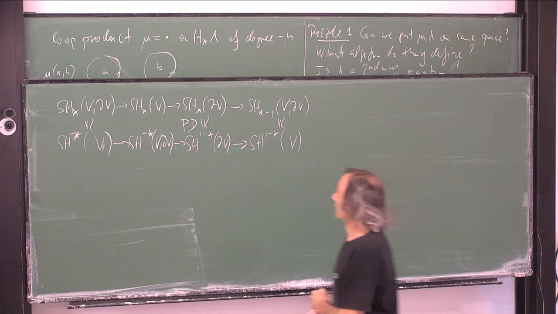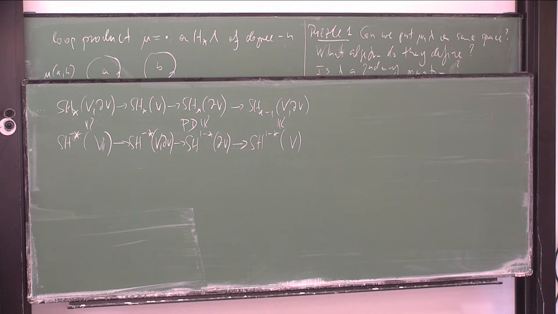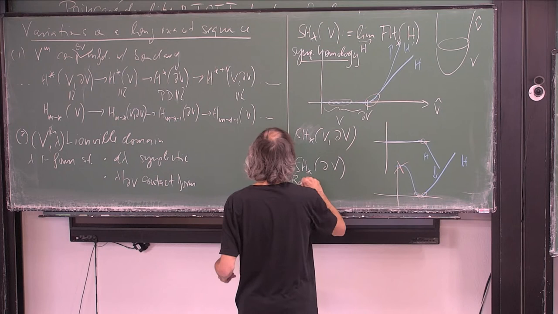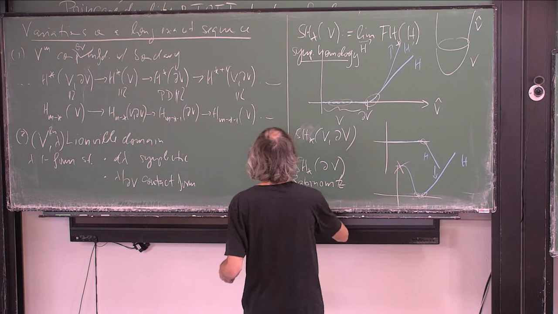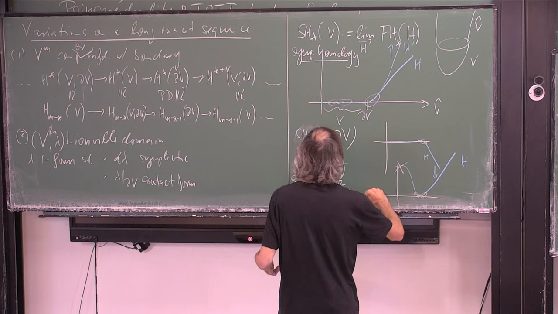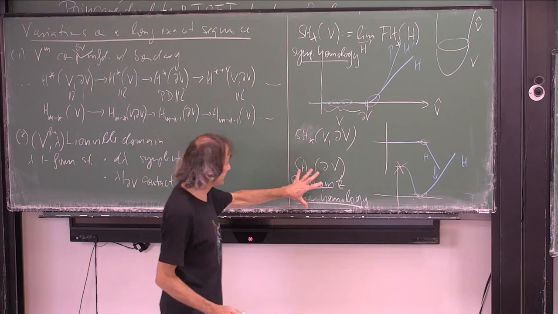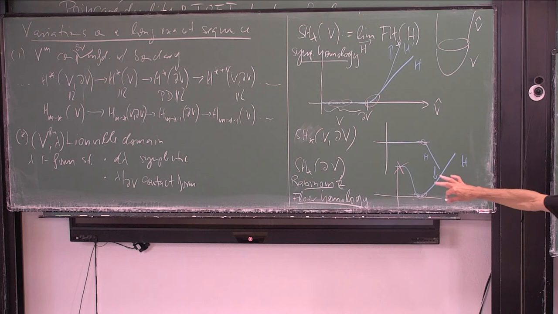So this was the second version of it. And I should give this one a name. Sometimes we call it V-shaped symplectic homology, but a more common name nowadays is Rabinowitz Floer homology. It has many different definitions, completely different definitions, which explains the name Rabinowitz. It comes from a different definition of this.